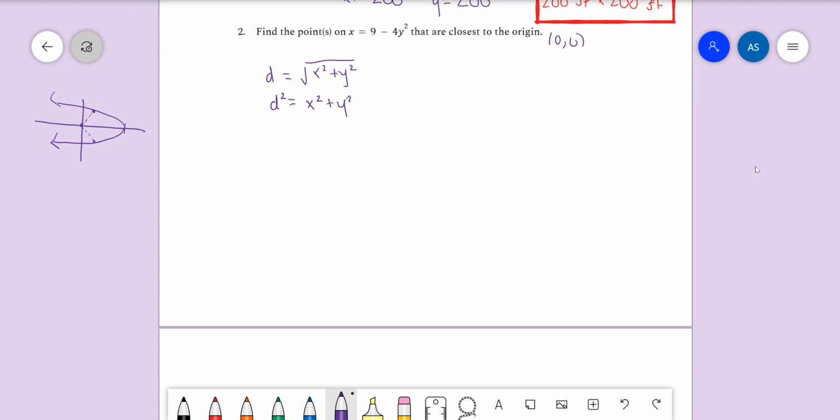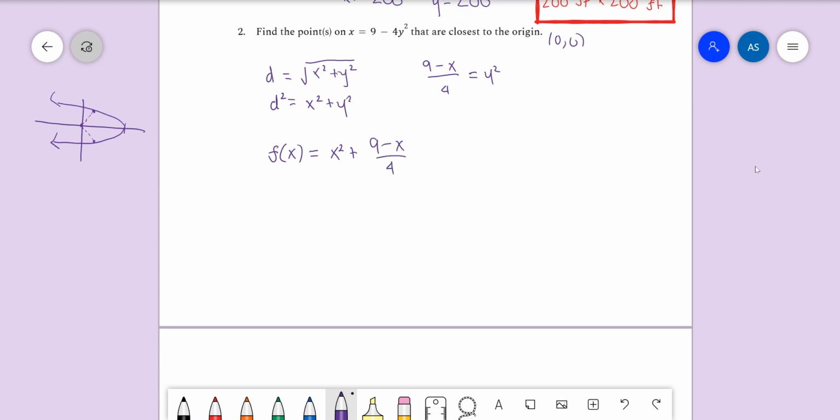Now, I want to get this in terms of one variable. I'll get this in terms of x, because I usually like to do that. If you solve for y squared, you get y squared equals 9 minus x over 4. Go ahead and substitute that in. So we have our d squared, which I can now call f of x, because it's in terms of x only: x squared plus 9 minus x over 4.